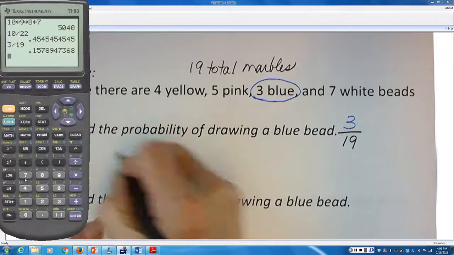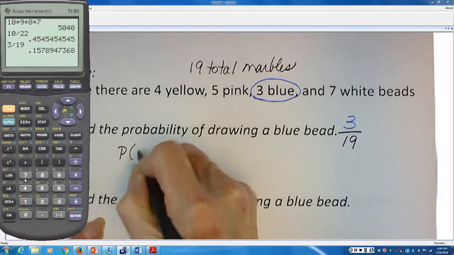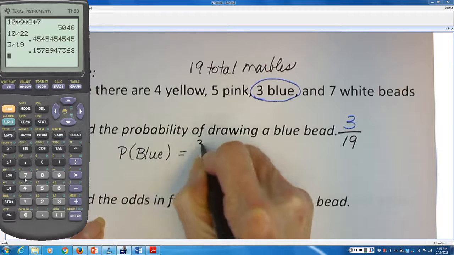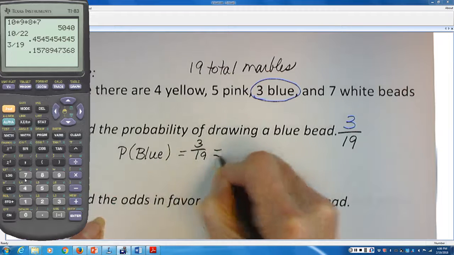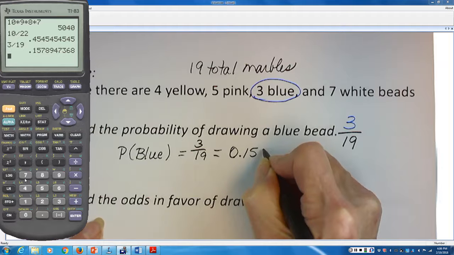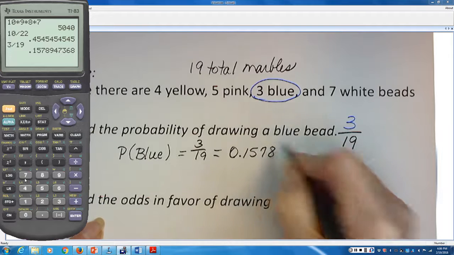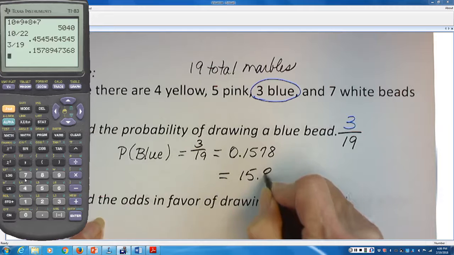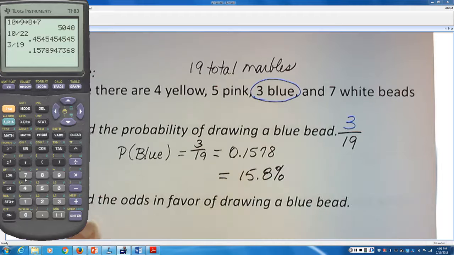So we would say the probability of drawing the blue marble is equal to 3 over 19, which is 0.1578, which is enough for us to say that that's 15.8%. And that's always how you round probabilities. You initially go to 4 decimal places so that you can round it to 3. When you change it to a percentage, you'll still have 0.1%.